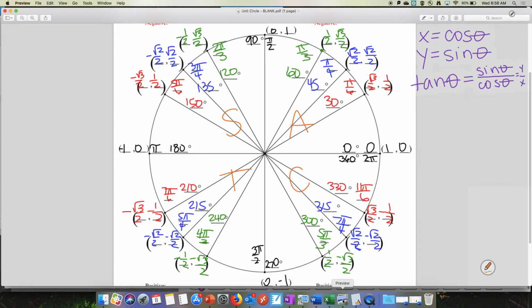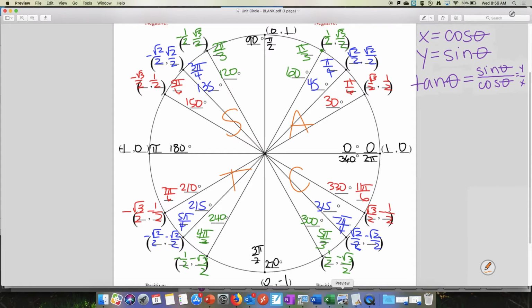And then in the fourth quadrant, our y's are negative, which means sine's negative. Our x's are positive, so all of our cosine ratios are positive. And sine divided by cosine would also be negative. So cosine's the only one that's positive in the fourth quadrant.